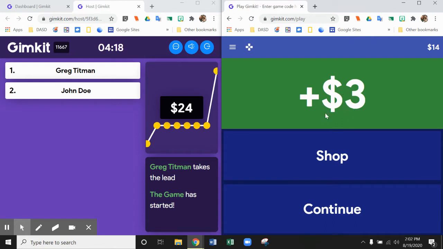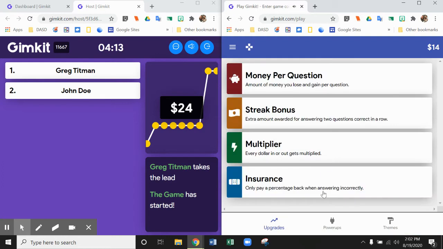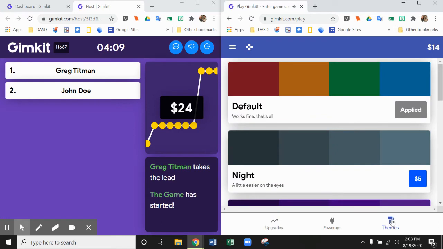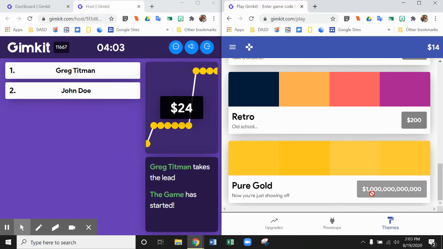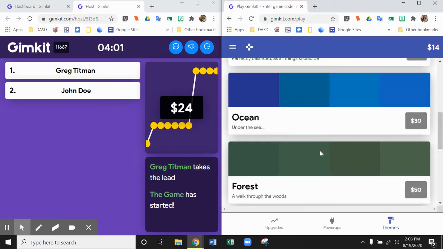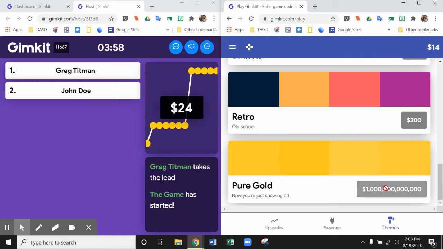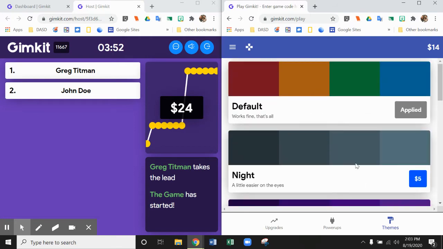So now I want to show you how the upgrades work. So instead of going to the next question, if you click here to go into your shop, you'll notice you have options to do upgrades, power-ups, and themes. Quick note on themes, they're a waste of money. Literally, all it does is change the background color. I mean, if you want to spend $1 trillion down here to upgrade to the pure gold, that's awesome, but you're probably not going to win because, first of all, it's going to take forever to get that much money, but two, you're wasting all that money because when you buy these, it takes money out of your account.